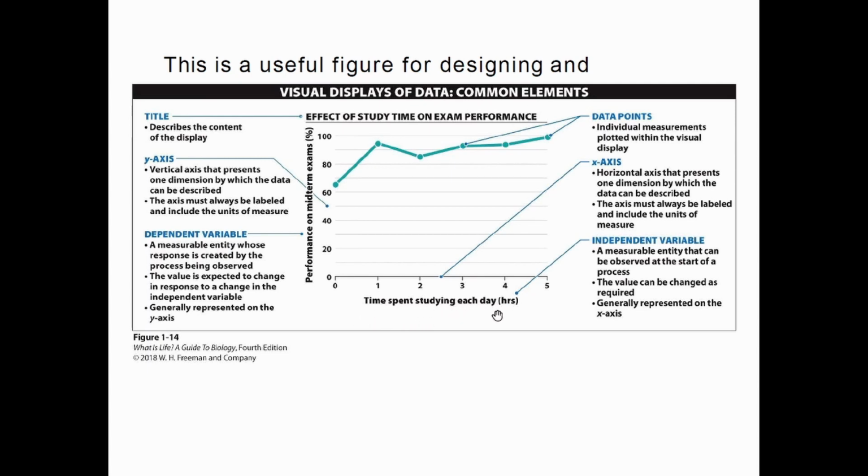This is something that we can observe. We can change it as required. So we can say, hey, group A, you're going to study 1 hour. Group B studies 2. C studies 3. D studies 4. And group E studies 5 hours. But the scores are dependent on how much time, right?